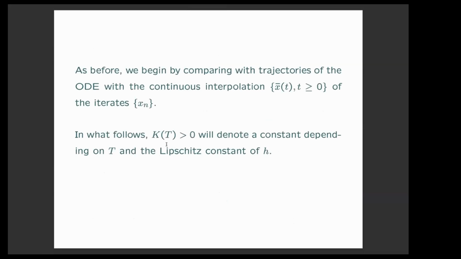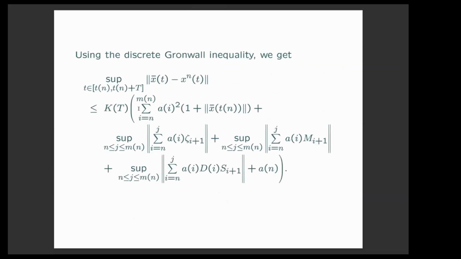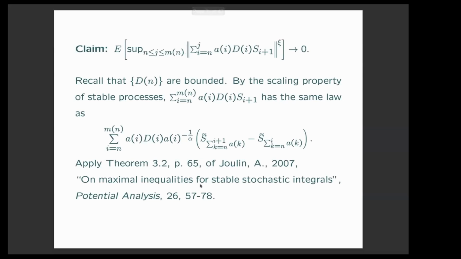So again, you start by comparing the ODE trajectories. I use the same notation for constants, right now I have called it K_T minus C. So basically the same idea. You use the discrete Gronwall inequality to get something like that. So there are two extra terms, but this is the minor term. This is the real nuisance. And the main thing to prove is that the supremum over that window of this moment is close to 0.